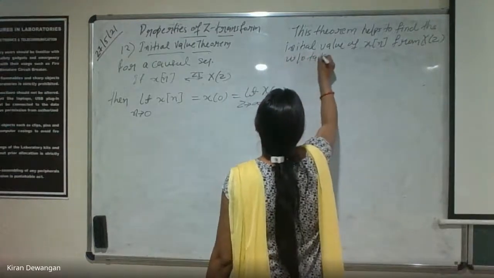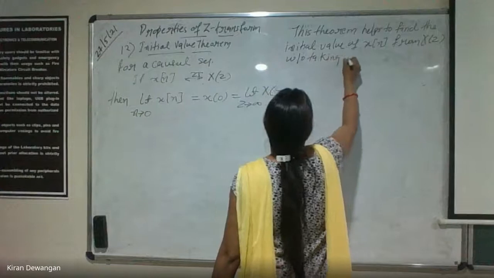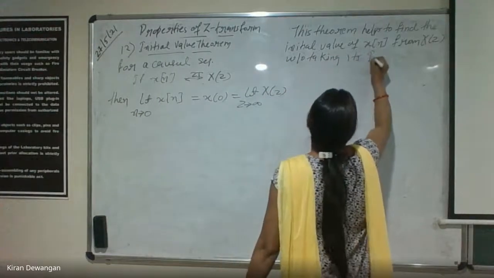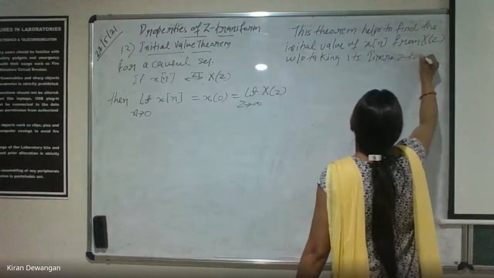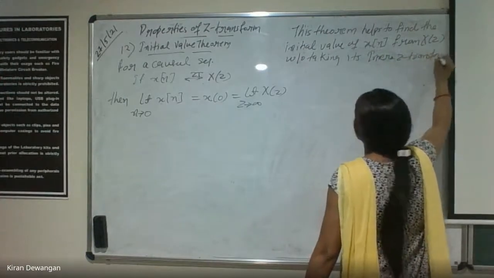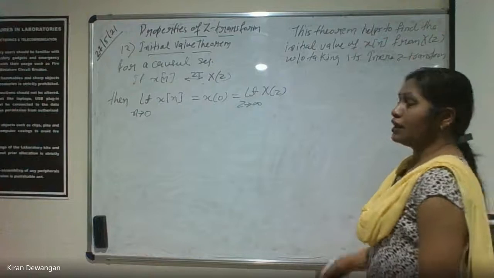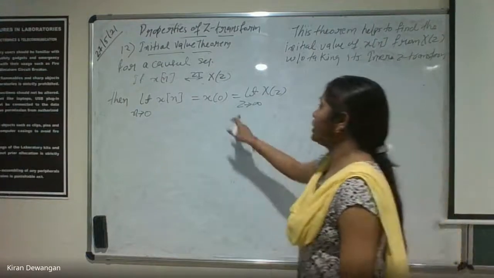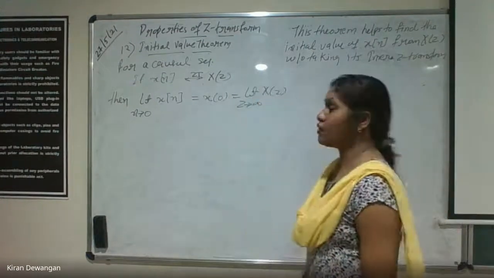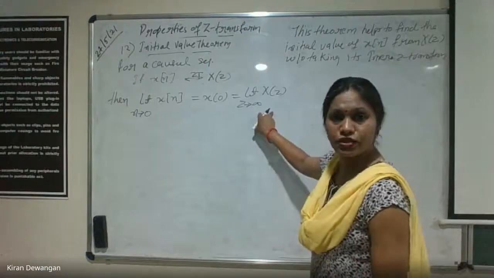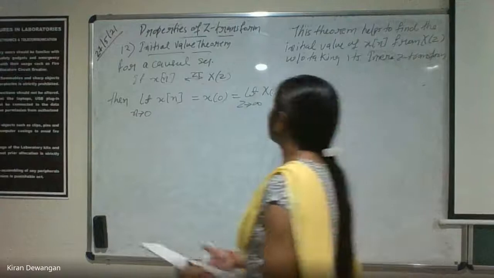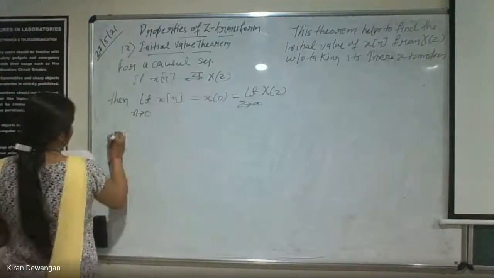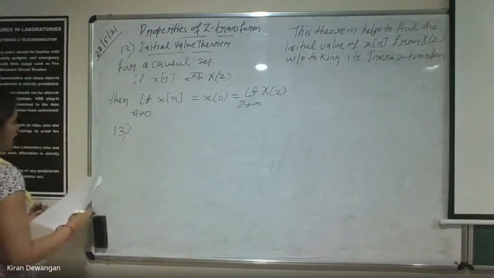Without taking its inverse Z transform. Now this is an important thing that we don't have to go into the inverse Z transform to obtain the initial value of x of n. We can directly apply limit z tends to infinity to x of z and we can obtain the x of 0. Okay? So that is what is the initial value theorem. Now coming to the next one, final value theorem.